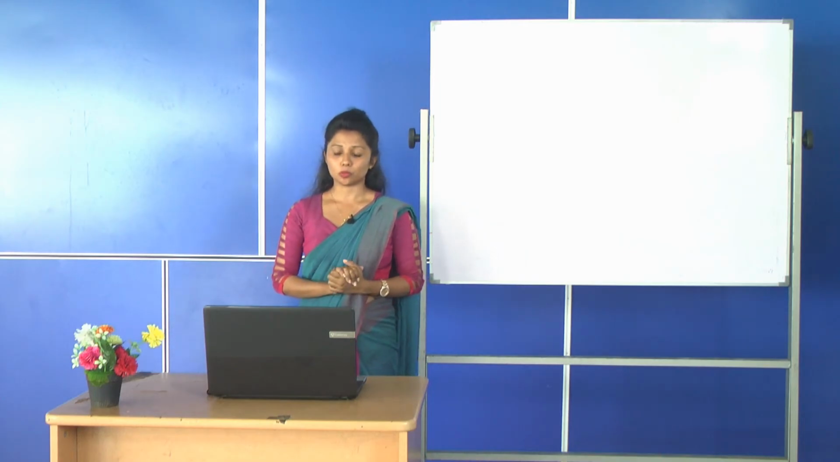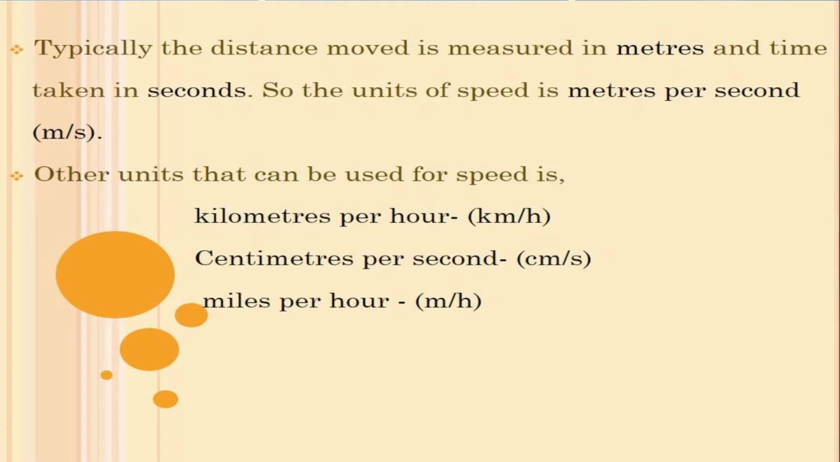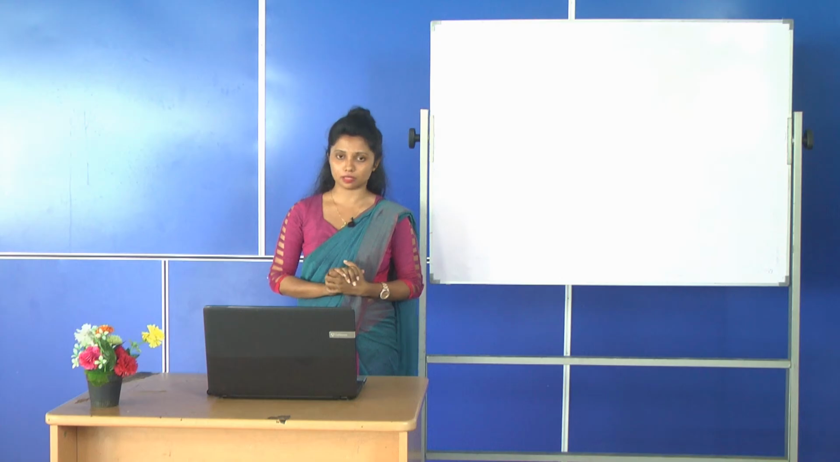Typically, the distance moved is measured in meters and time taken in seconds. So, the unit of speed is meters per second. The other units that can be used for speed are kilometers per hour, centimeters per second and miles per hour.